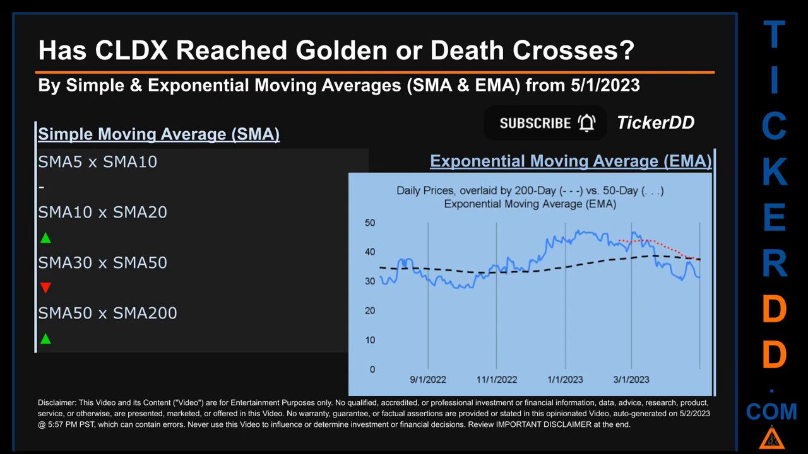For simple moving average, by comparing 50 to 200 days, we found a bullish golden cross signal since the 50-day SMA crossed above the 200-day. Continuing with SMA, we looked across the 5 to 10, the 10 to 20, and the 30 to 50-day ranges to see if golden and death crosses had been reached. We found golden cross signal for the 10 to 20. We found death cross signal for the 30 to 50. We could not find either a golden cross or a death cross signal for the 5 to 10.